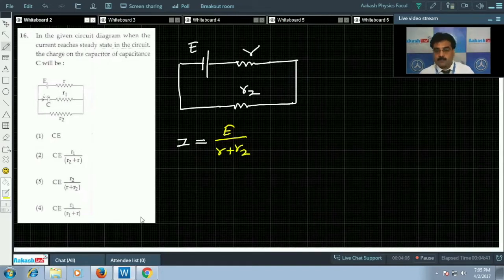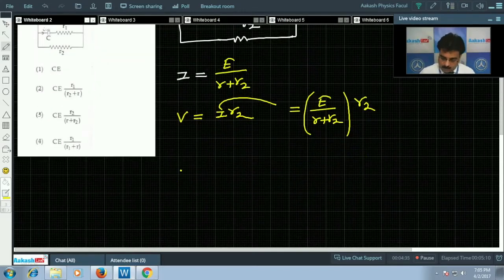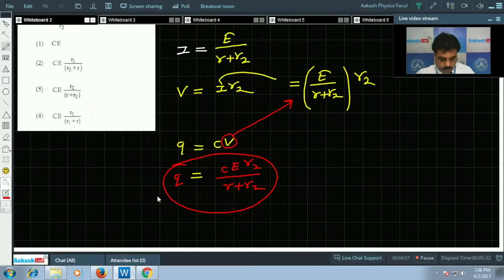So now I am going to solve the potential difference V, and that is equal to the potential difference across the capacitor, and V is equal to I R2, but we have the value of I, so that will give you E upon R plus R2 multiplied with R2. But we need the charge, and charge is given by C times V. So as I said, the value of V is this. So C E R2 upon R plus R2. So what will be the conclusion? My option is 3.